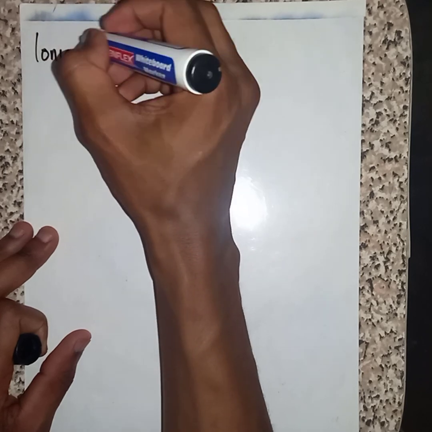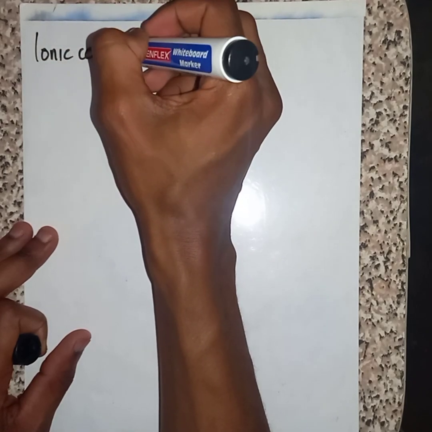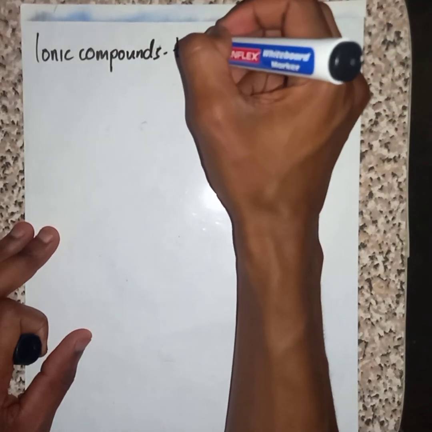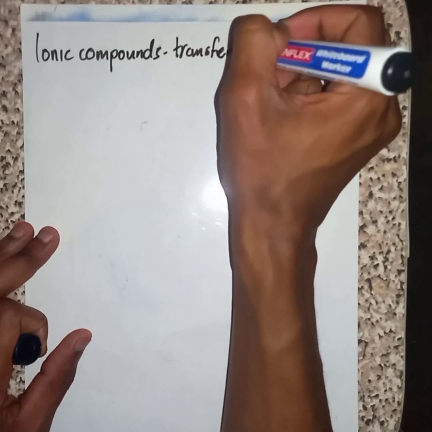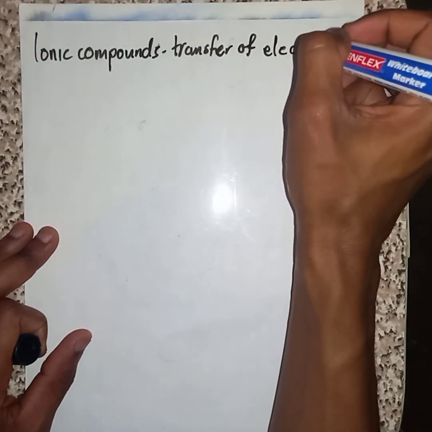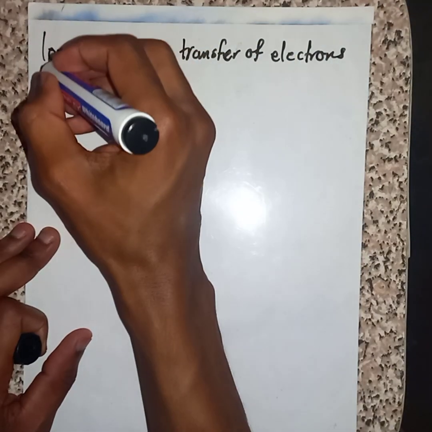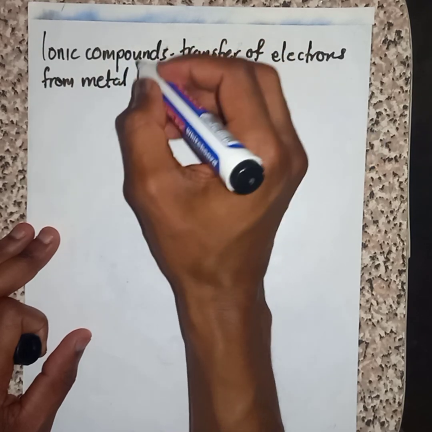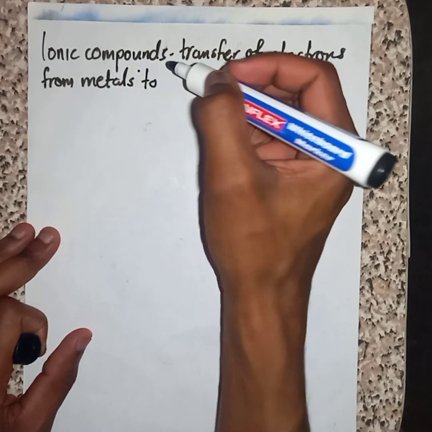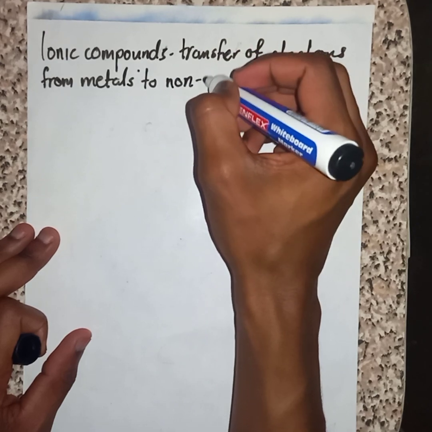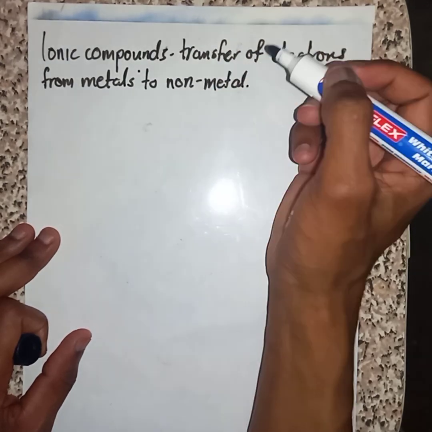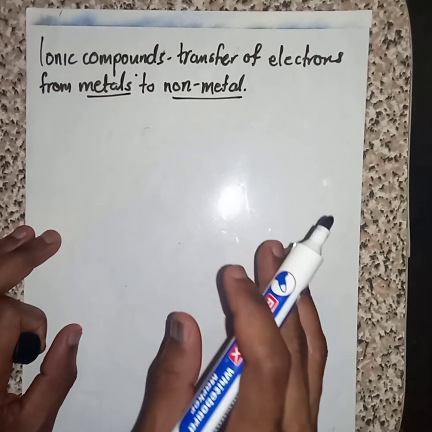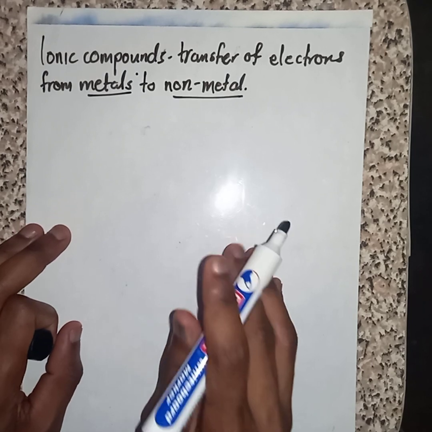Last time we said ionic compounds imply the transfer of electrons from metals to non-metals, or metals to non-metals. For the sake of this video, we are going to focus on polyatomic ions.